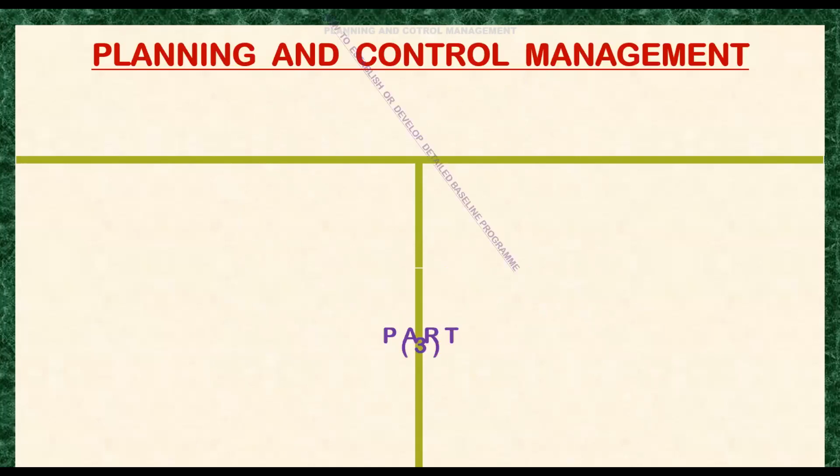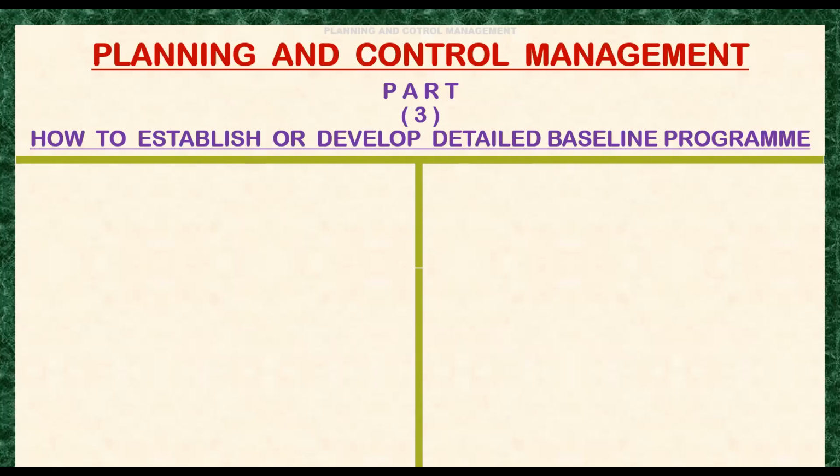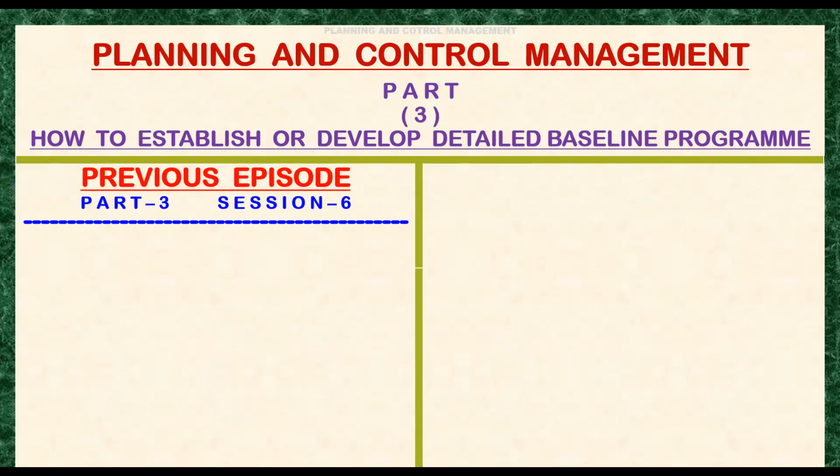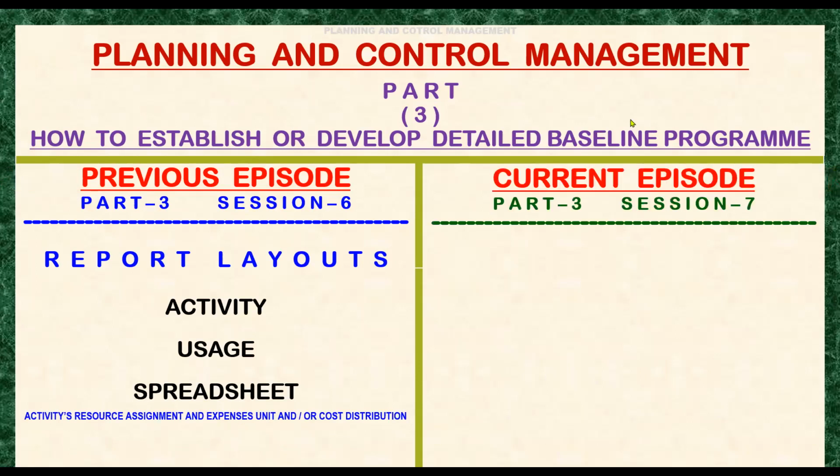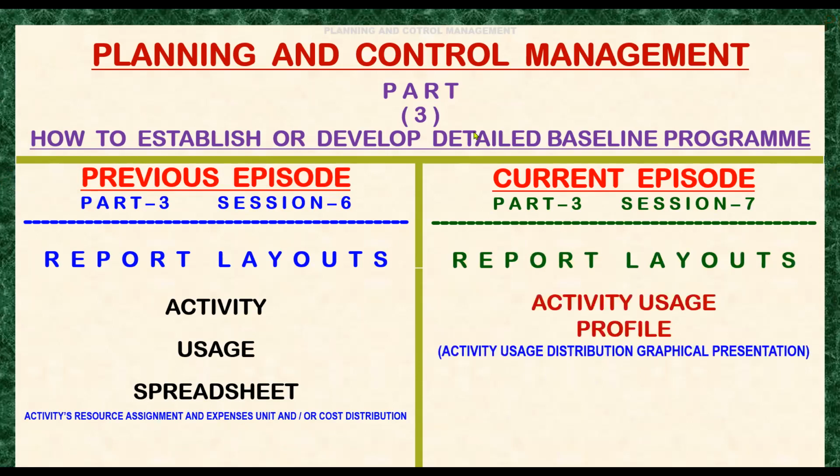Okay, planning and control management, part 3, how to establish or develop a detailed baseline program. Our previous episode was part 3, session 6, and we accomplished the report layout for the activity usage spreadsheet. Our current episode is part 3, session 7. This is also the same as the report layouts, but now we will be working on the activity usage profile.